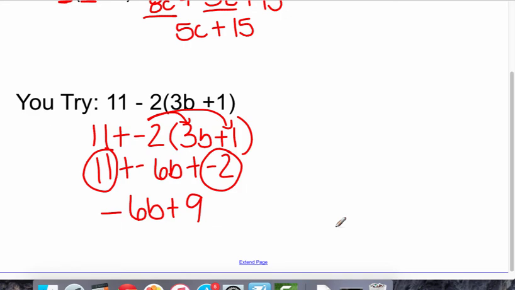You can see that after I changed subtraction to addition and distributed, I got -6b plus 9. Now those two things are being added together. So if you had written 9 plus -6b, that would be the same because of the commutative property, which says I can change the order of things when they're being added. So in algebra, usually we like to write the variable term first, so that's why I wrote it as -6b plus 9.